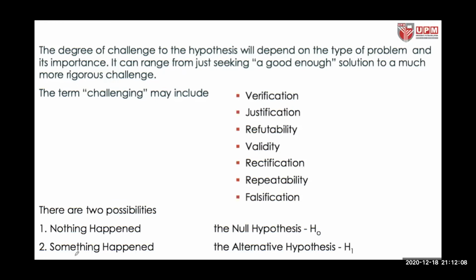If you look back at your problem statement, you must then have some indication of what's going to happen. What is your assumption? What is your intended result from the problem, the solution that you think will happen? The term challenging may include verification, justification, refutability, validity, rectification, repeatability, falsification. And there are two possibilities: nothing happened, or something happened. If nothing happened, it is the null hypothesis, and the alternative is the hypothesis H1.